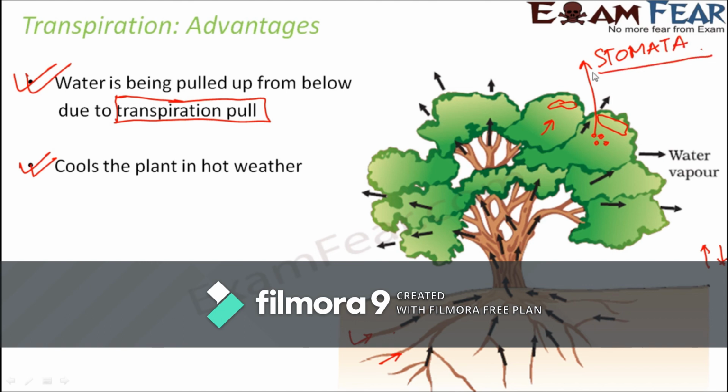Through these openings only the water is lost. Now these pores, all the time, since water is coming out of them, create a cool ambience. So the entire plant is cooled during hot weather. That helps the plant to adapt to hot weather or to overcome the high temperatures during summer season. So these are the two important advantages of transpiration.